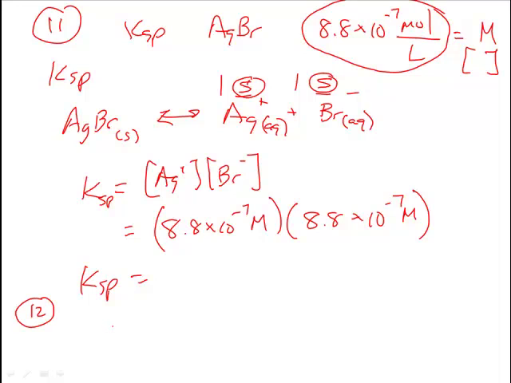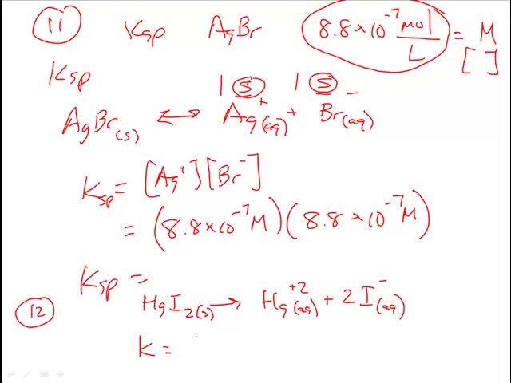Now, number 12 is a little tricky because the formula is different. HgI2 breaks up into Hg and I2. What would be the K expression for this one? If this is solid and these are both aqueous, K equals what? So we do need to be able to do this for the test, this part of the problem. You're given an equation. What's the equilibrium expression for that equation?